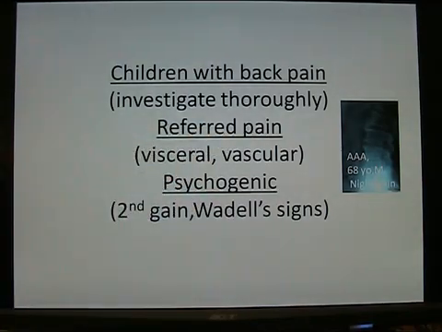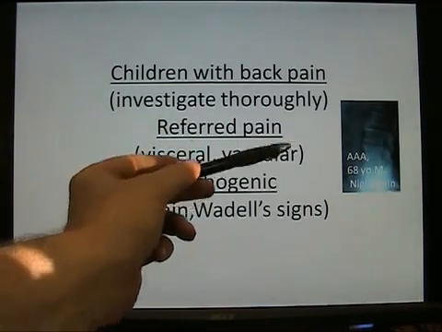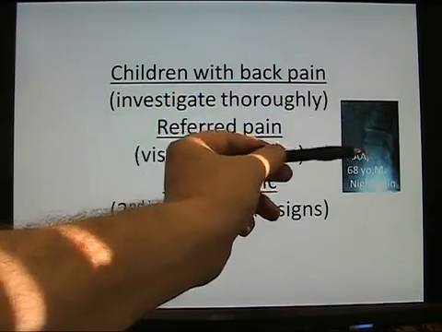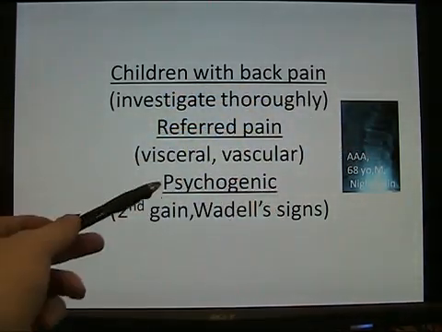Referred pain, don't forget, pain in the back may come from an infection in the kidney system, may be visceral, vascular. Here's one, a triple abdominal aortic aneurysm. Look at the calcification of the aorta, presenting as back pain. Don't want to miss this.